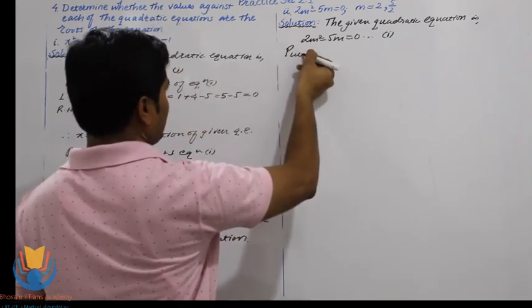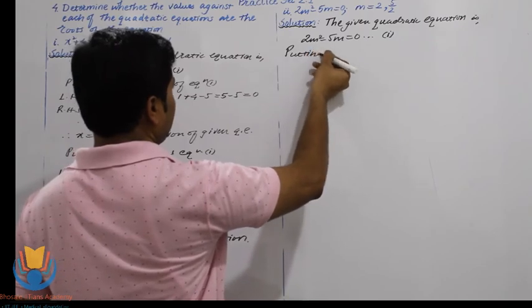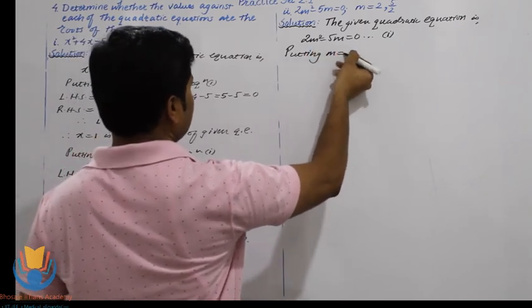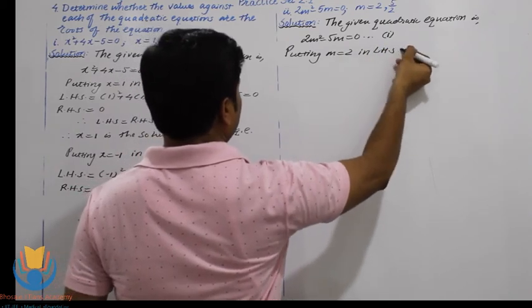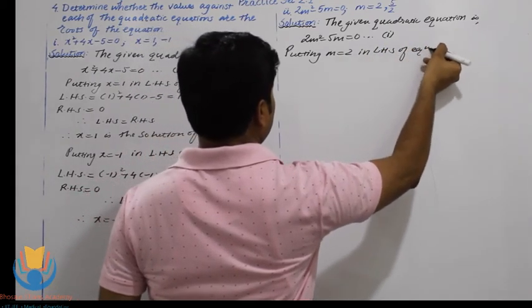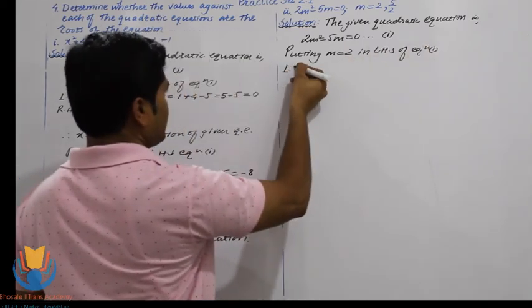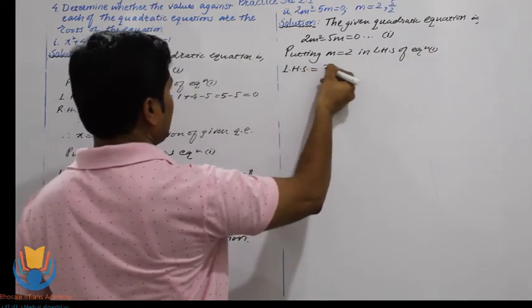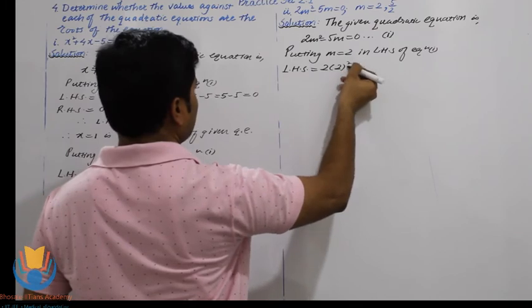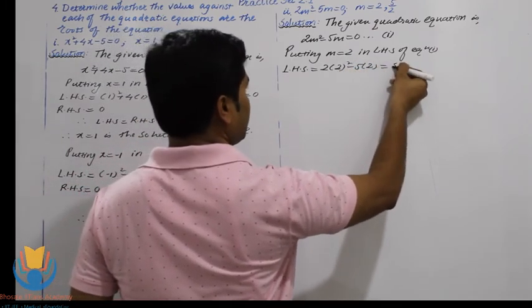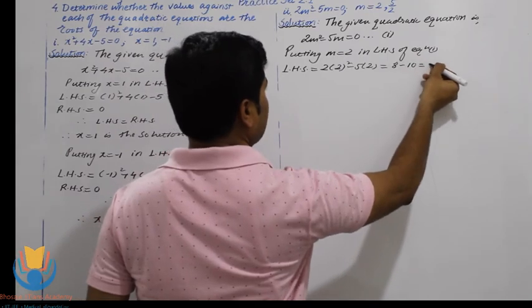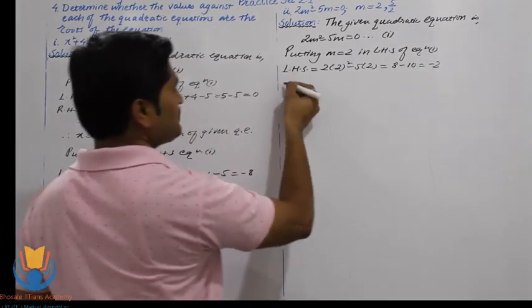Now we will substitute the first value of m in the LHS, putting m is equal to 2 in the left hand side of equation first. Therefore this LHS will be equal to 2 into 2 square minus 5 into 2. 2 square is 4, 4 twos are 8, minus 5 twos are 10. This is equal to minus 2.